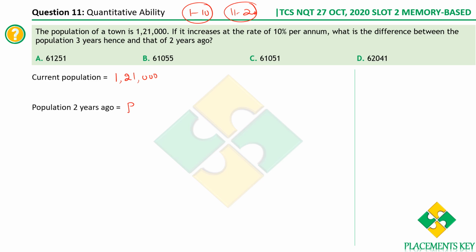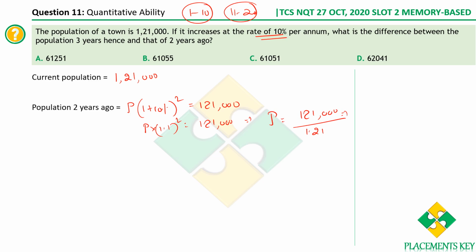We know that the population is increasing at the rate of 10% per annum. So we can say that P into (1 plus 10%) whole square, because it's 2 years, is given as 1,21,000, the current population. So we get P into 1.1 square is equal to 1,21,000. That implies the population 2 years ago is 1,21,000 divided by 1.1 square, which is 1.21. So we get it as 1 lakh. So the population 2 years ago is done.